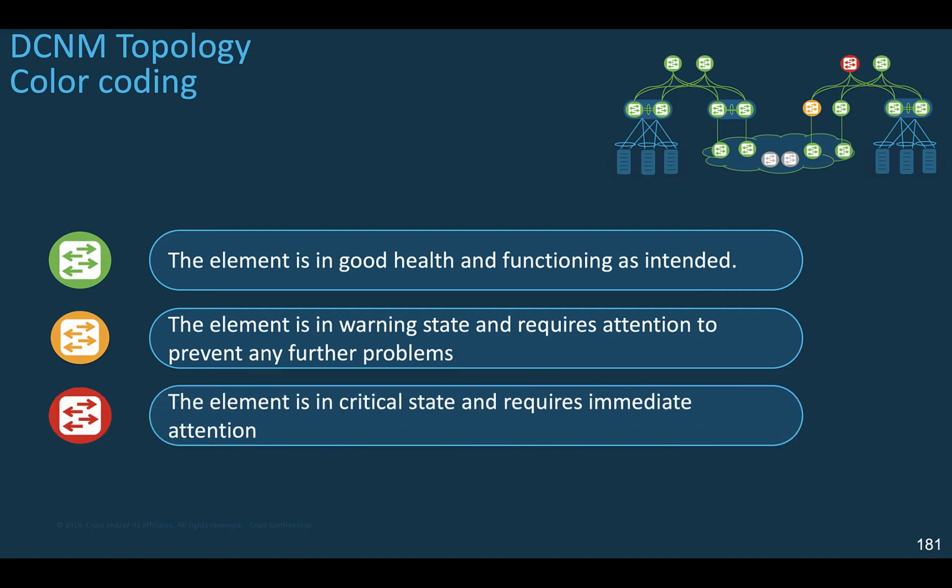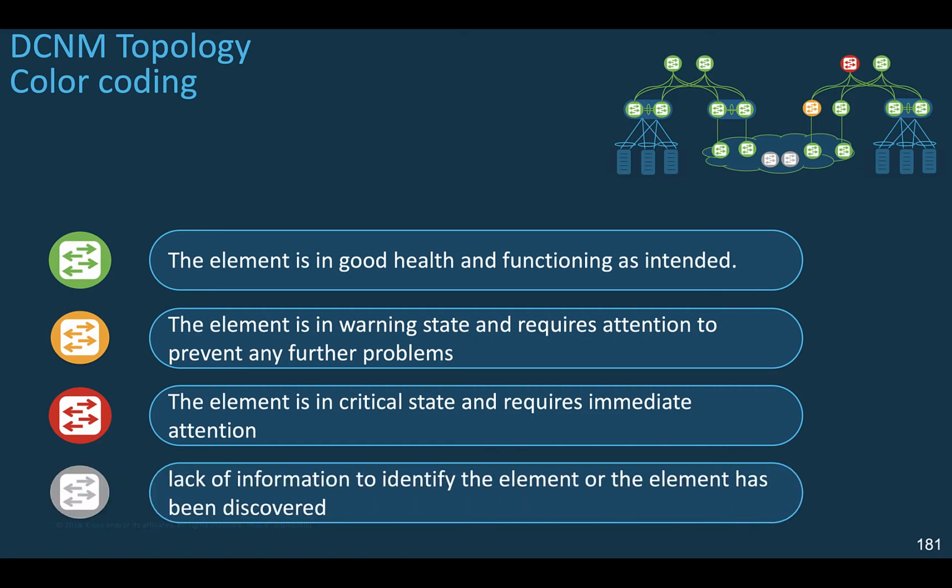If it is red, that means that the device is facing a severe issue. Then it requires immediate action to troubleshoot the issue. If it is gray, it means that DCNM does not have enough information to monitor it. This is the case if you added a router that belongs to a different team and you don't have the right credentials.